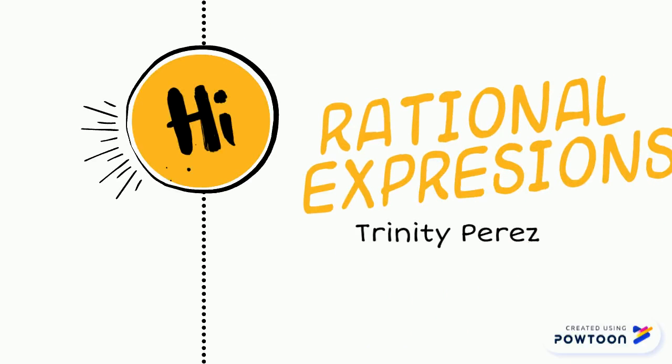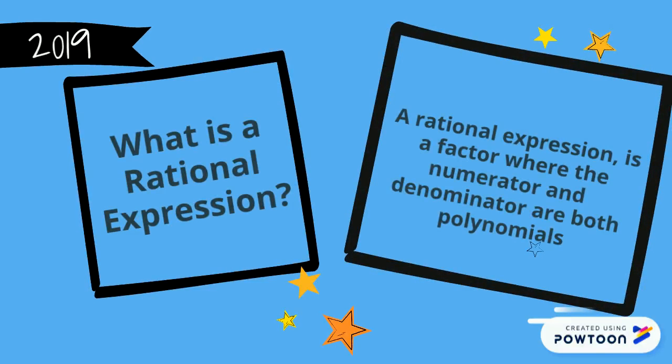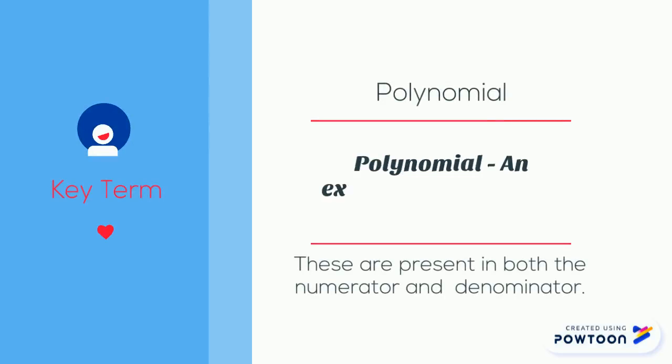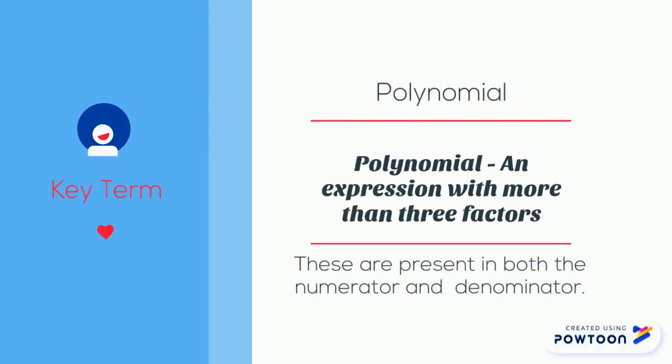To start off, what is a rational expression? A rational expression is a fraction where the numerator and denominator are both polynomials. A polynomial is an expression with three or more terms in it. These are present in both numerators and denominators of fractions.